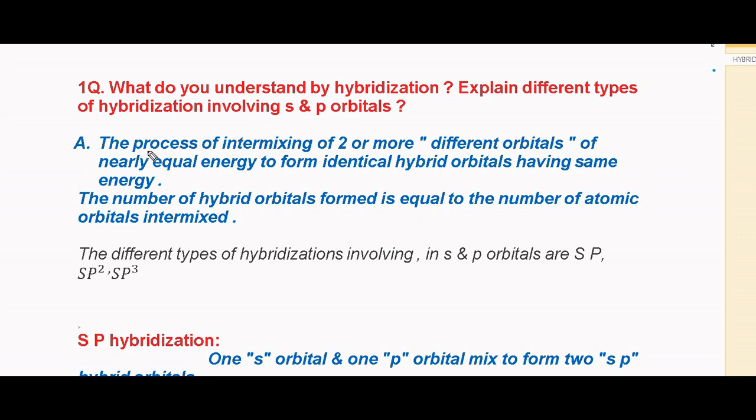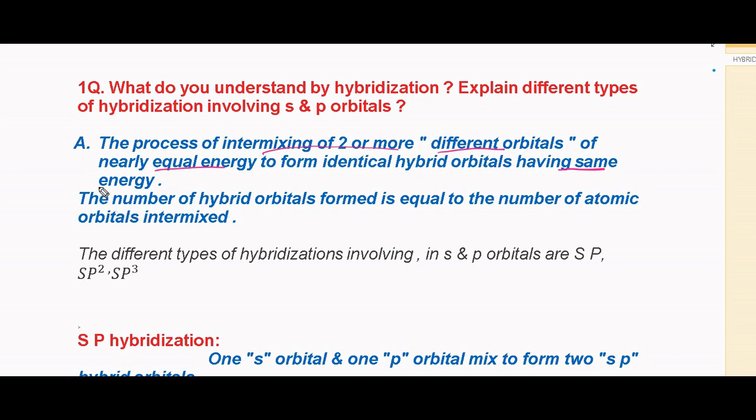Definition of hybridization: hybridization means the process of intermixing of two or more different orbitals of nearly equal energy to form identical hybrid orbitals having the same energy. What it means? Intermixing of two or more different orbitals which have nearly equal energy, to form identical hybrid orbitals which have the same energy. Okay, is it clear?